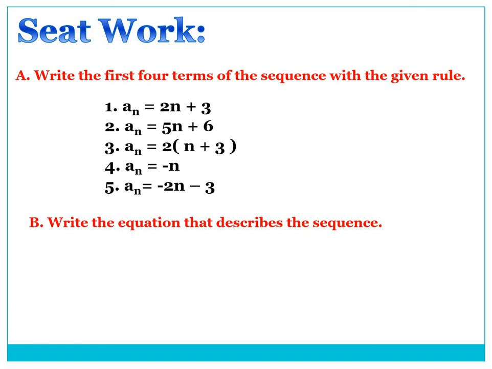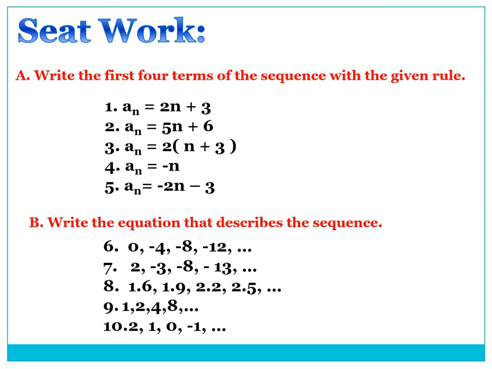Then we have letter B for our seat work. Write the equation that describes the sequence. 6: 0, -4, -8, -12. 7: 2, -3, -8, -13. Number 8: 1.6, 1.9, 2.2, 2.5. And number 9: 1, 2, 4, 8. And lastly, 2, 1, 0, -1.